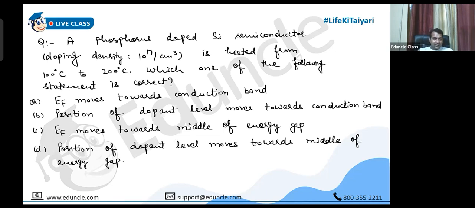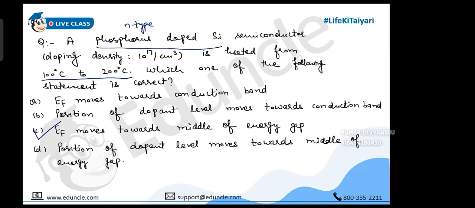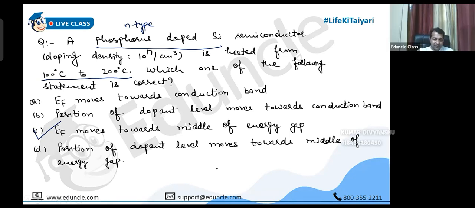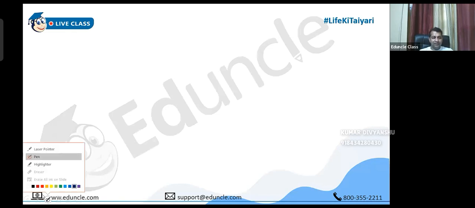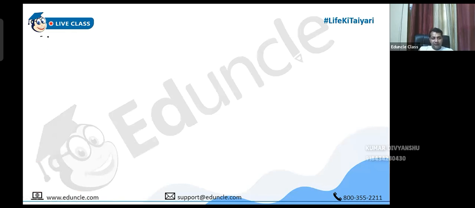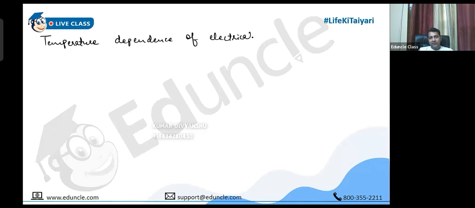Yes, Ritika. We have just discussed that whether it is N-type or P-type, the Fermi level always moves towards the middle of the gap. Phosphorus doped means it is N-type, and we are increasing the temperature, so the Fermi level will move towards the middle of the gap. That's it. Clear? Arun, clear now? The dopant level position is independent of the temperature. It is a material dependent property, totally dependent upon the dopant material. Okay, so now temperature dependence of electrical resistivity and of course conductivity.